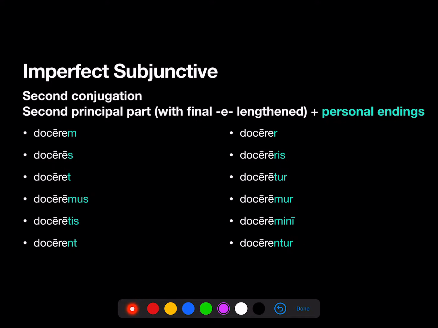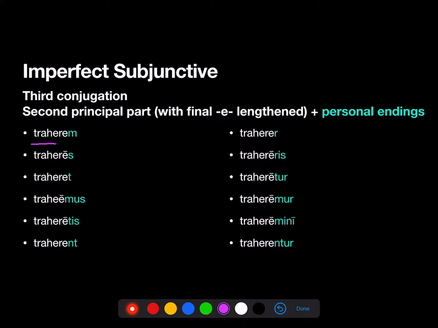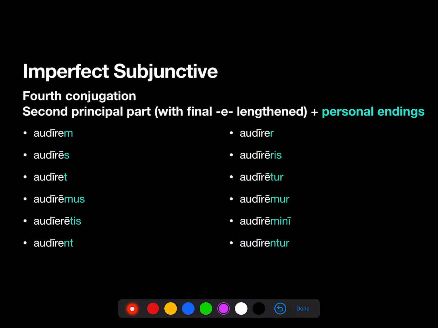Second conjugation, exactly the same. The second principal part, final E lengthened, and those same personal endings. Third conjugation, again, second principal part, lengthen that final E, add the personal endings. Fourth conjugation, second principal part, lengthen the final E, add the personal endings. The imperfect subjunctive is the easiest of any of them if you know the second principal part.